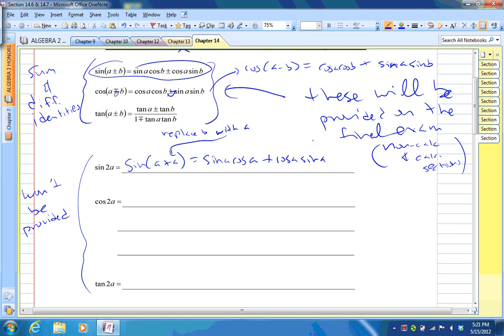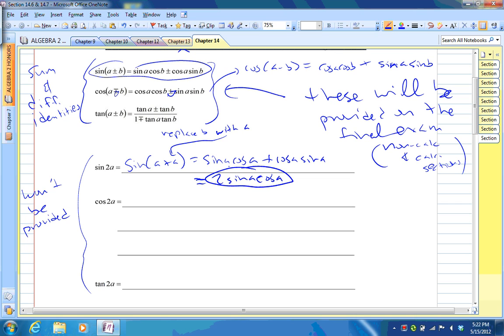Now if you think about it, sine A cosine A is identical to cosine A times sine A. It's kind of like saying 2 times 3 is the same thing as 3 times 2. So we can express this more compactly as 2 sine A cosine A. So you can just derive these very simply.